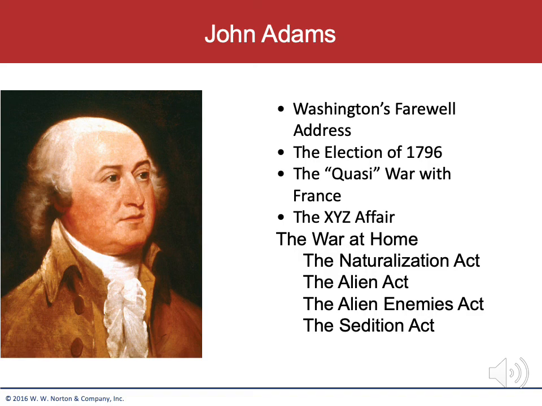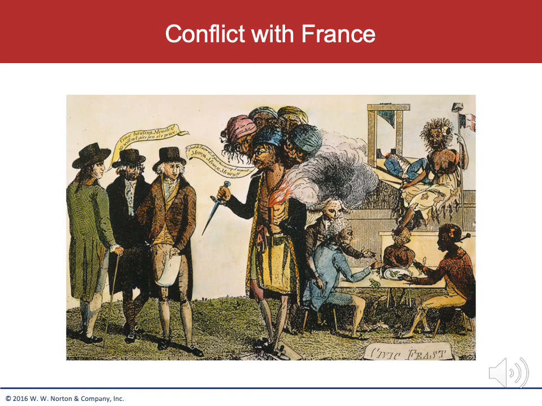And this causes fury, right? This is a cartoon of the XYZ affair. And now Jefferson is going to run against Adams. What he does is he and Madison draft two documents. They're called the Virginia and Kentucky Resolutions. These were basically resolutions passed by the legislatures of Kentucky and Virginia stating that the acts that I just listed there were in fact unconstitutional. And because they were unconstitutional, the states didn't have to obey them.